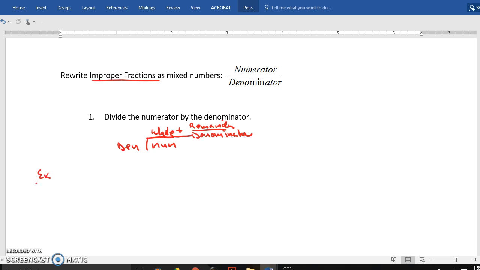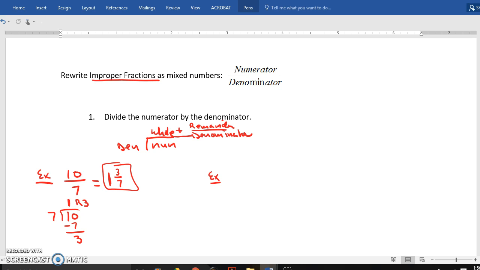Let's take a couple of examples here. Let's take 10/7. If we wanted to write this as a mixed number, we take 10 divided by 7. How many times does 7 go into 10? 1 time. 1 times 7 is 7. What do we do now? We subtract. We get 3. 7 cannot go in 3, and I have nothing to bring down, so my remainder is 3. So how do we write our mixed number? It's 1 and 3/7.